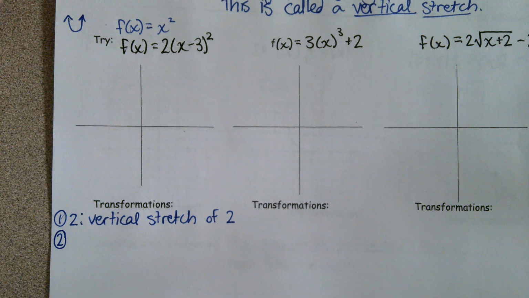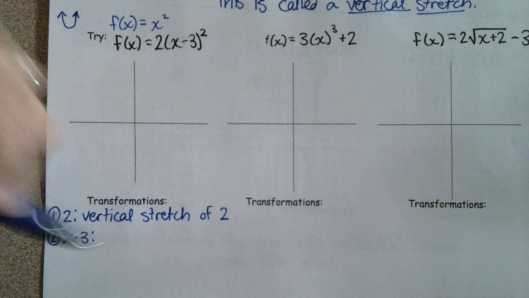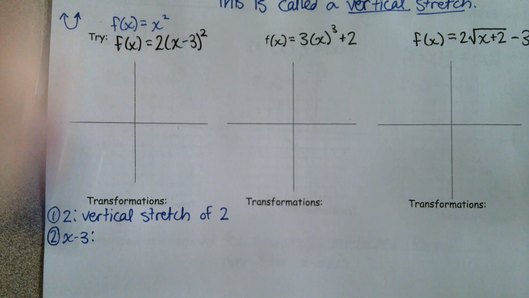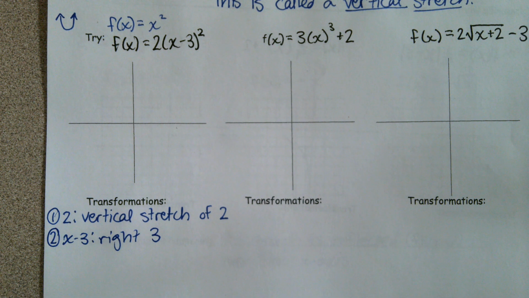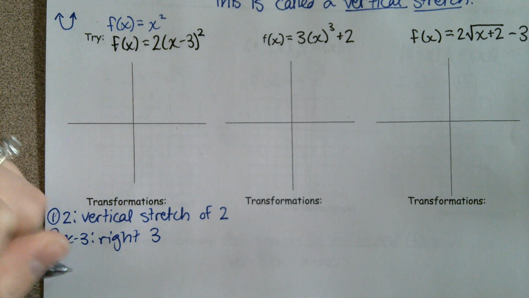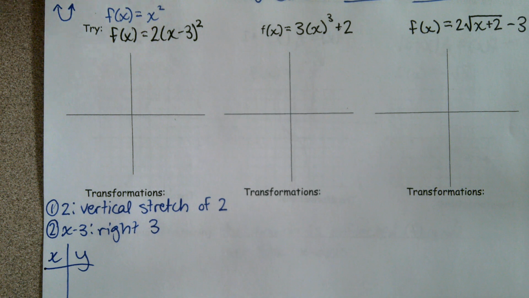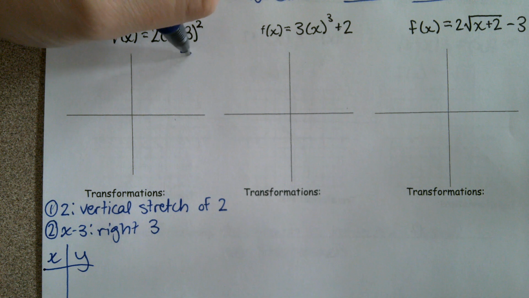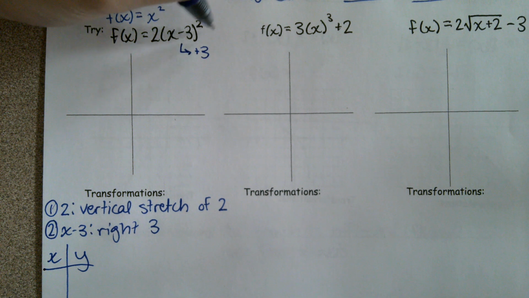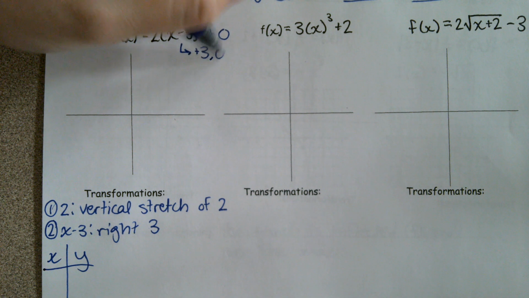And our second transformation, we have x minus 3. This is, do the opposite, right 3. Now we get our t-chart so we can make a graph. And we need our vertex, first and foremost. So opposite of negative 3 makes a positive 3. And then k is empty, meaning it is 0. So it's 3, 0.